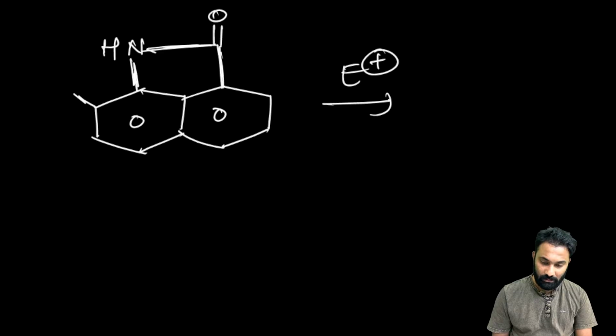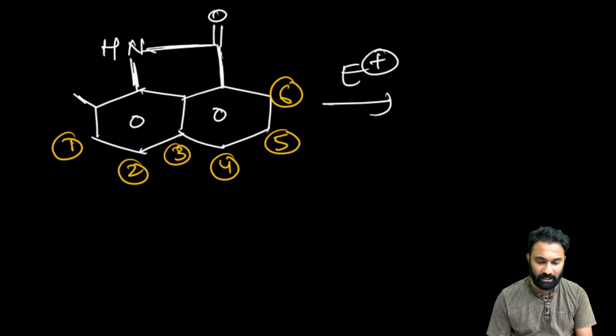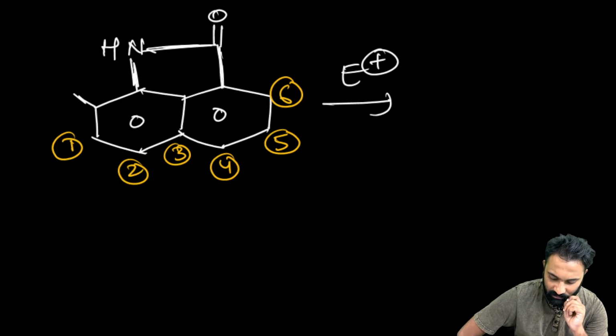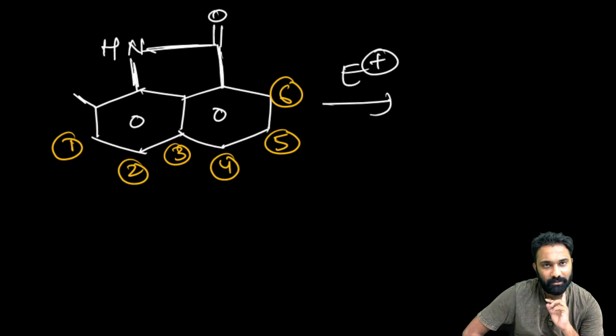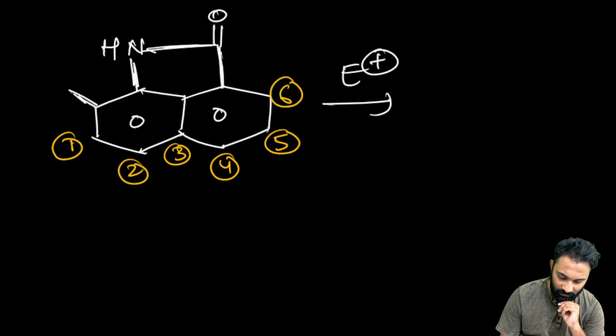One electrophile is there. Now the electrophile will go and add at 1 number carbon, 2 number carbon, 3 number carbon, 4 number carbon, 5 number carbon, or 6 number carbon. This electrophile will go and attack at which carbon? Now you have to tell me. If this type of compound is given, on which carbon is the electrophile attacked?